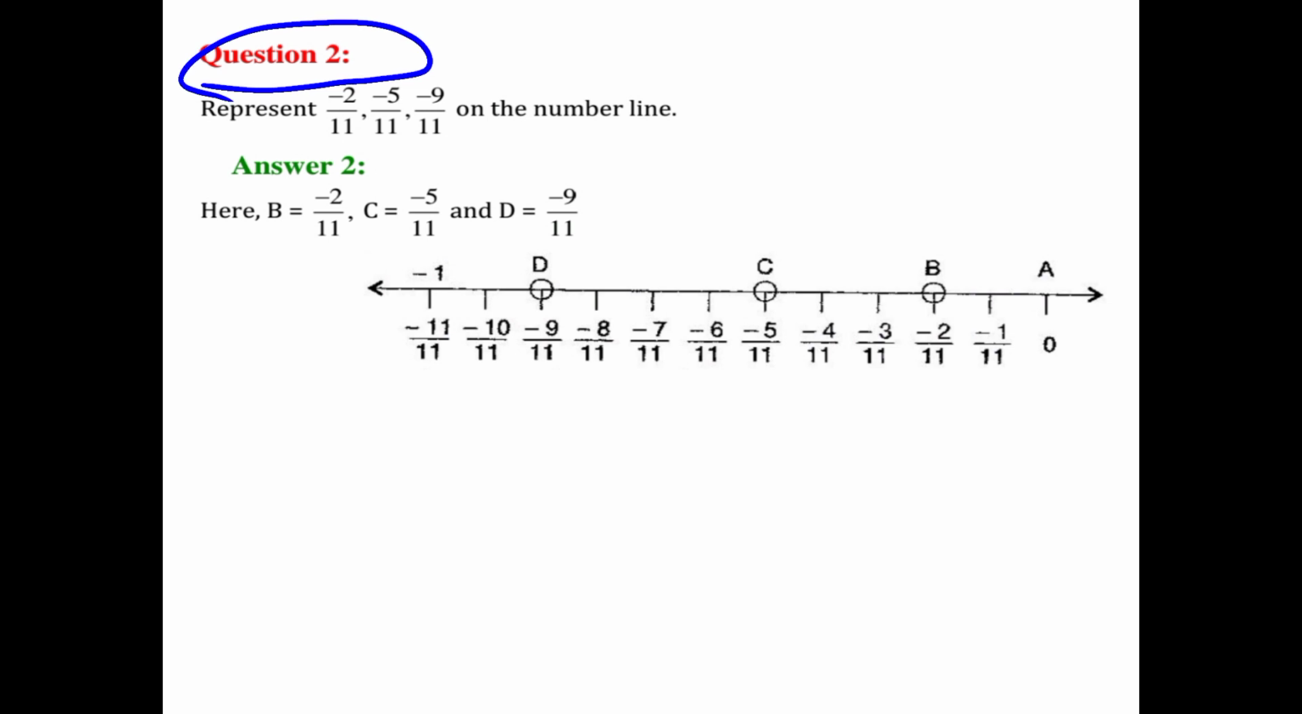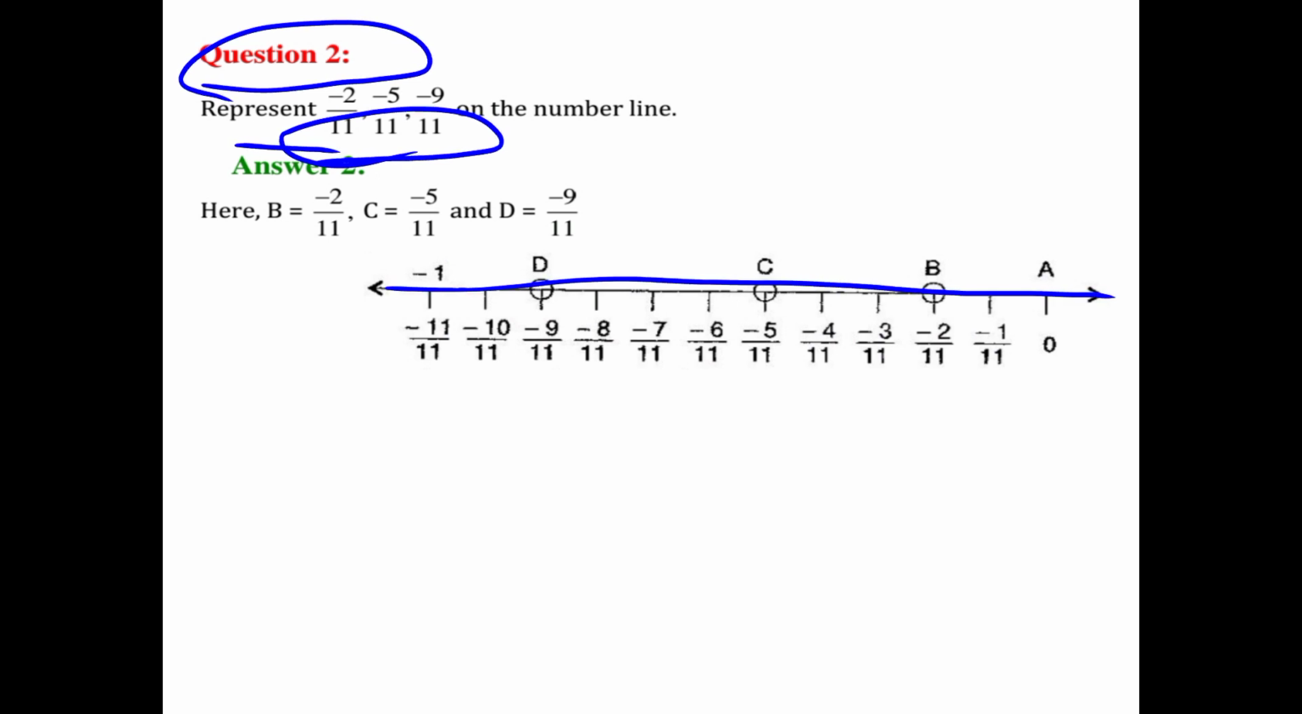In question number 2 we have to represent these points, minus 2 by 11, minus 5 by 11 and minus 9 by 11 on the number line. So in this case, the first thing to notice about these numbers is that the denominator is the same, so we can represent all of these numbers on the same number line. For that we have to draw a number line. This is a number line, right?